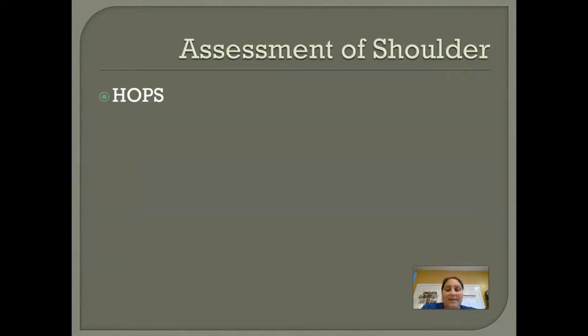Okay, assessment of the shoulder, HOPS. So we are asking all the different history questions. What happened? When does it hurt? Where does it hurt? Have you ever had any surgery? Observation, you're looking for any anomalies, any swelling, deformity, discoloration, scars. Palpation, we're palpating the bony prominences and then the soft tissue, and then we're going to the special tests.